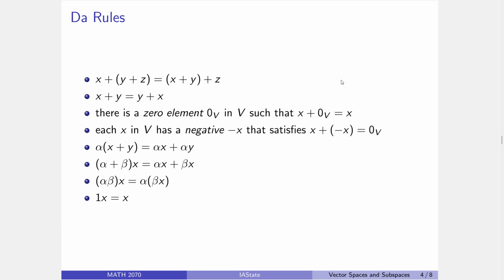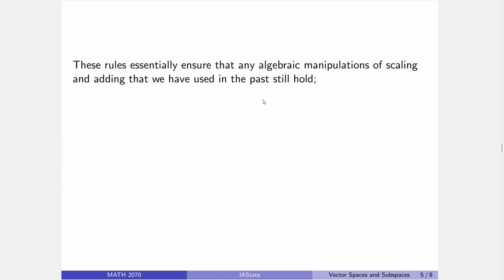Anyway, for us, these are the rules, and all of these rules are just here to tell us that algebraic manipulations involving scaling and adding behave exactly how they did before. We've abstracted the notion of scaling and adding to just a general collection of objects, whereas before we would have a vector, or a matrix, or a function, and we know that we can manipulate scaling and adding in certain ways. These axioms, these rules just say all of those things you've done before are still true.